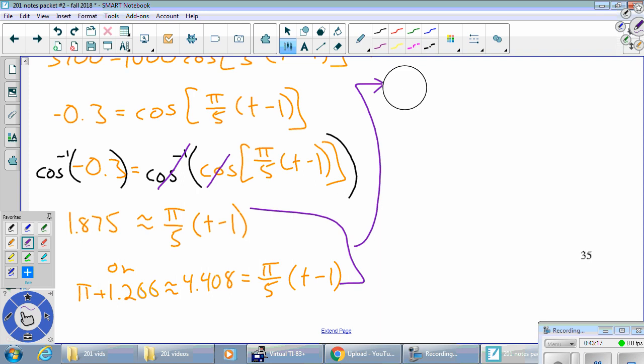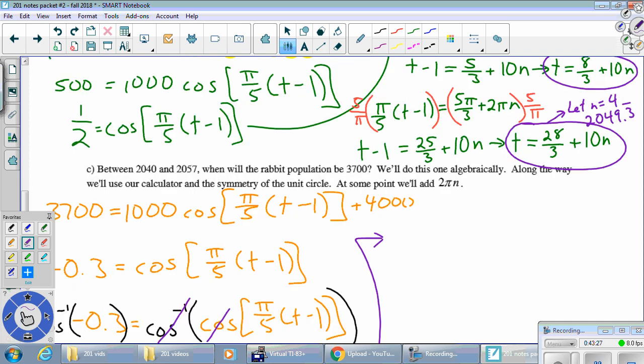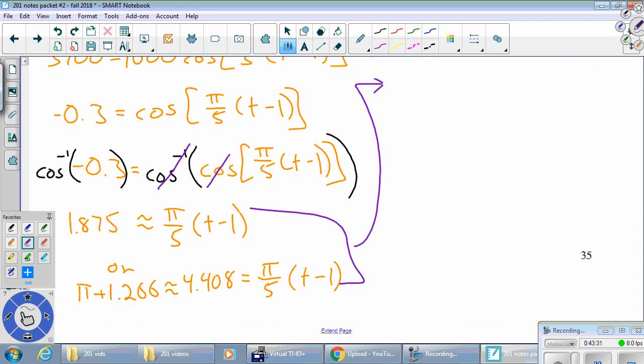I want this to look exactly like it did up above. So which side were the t's on? T's were on the left. So I'm going to change sides for this equation. Pi over 5 times t minus 1 equals approximately 1.875. But now we have to add integer multiples of 2 pi, any integer multiple of 2 pi.